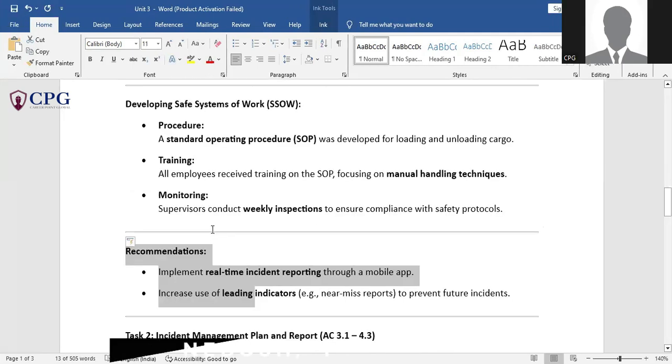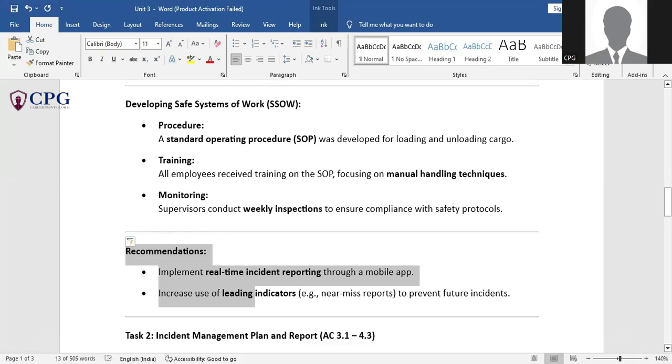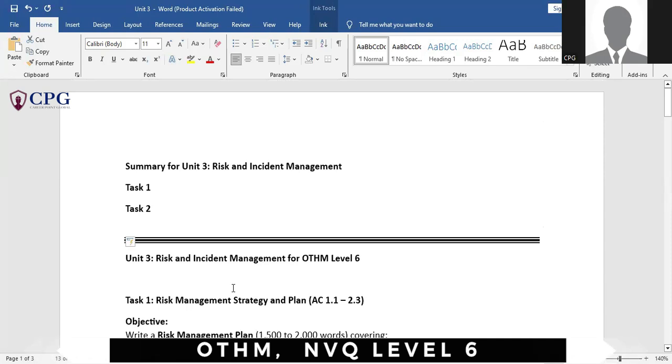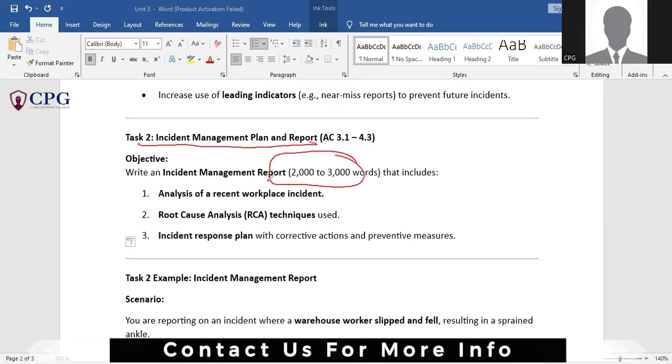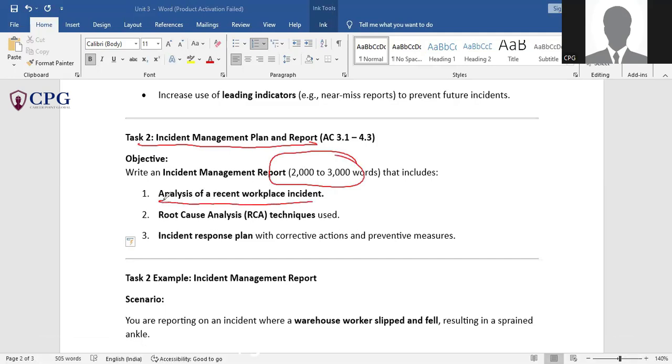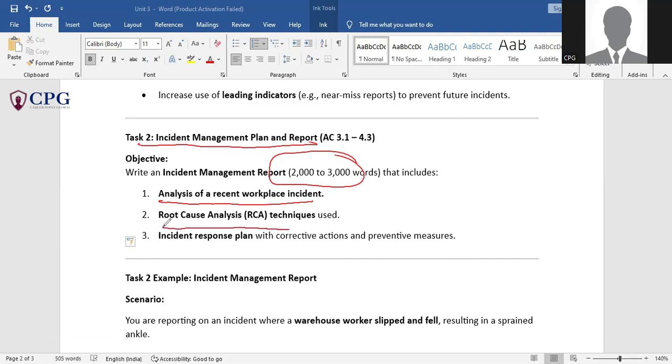to complete in your project three, for your unit three of OTHM Level 6 Diploma, which is primarily on risk assessment and incident management. Now, for the second project, specifically, you have to give an accident that has occurred in your company, and that is for 2,000 to 3,000 words. So, a recent accident that has occurred in your company: how you have analyzed it, what is the root cause of the accident, and then what is the incident response plan? What is your response plan on that?